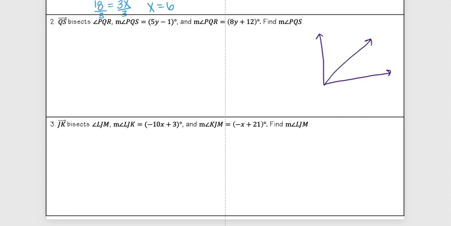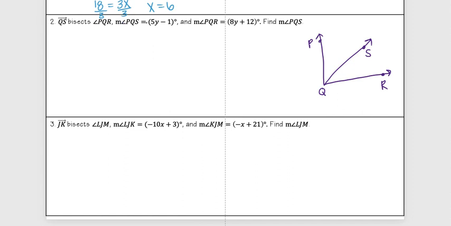So I'm told that QS bisects PQR. Remember Q, since it's in the middle, that's my vertex. I'll put my P over here and R over here. And QS bisects it, so that means this ray that has an S.